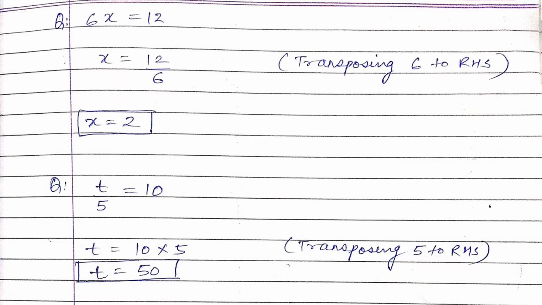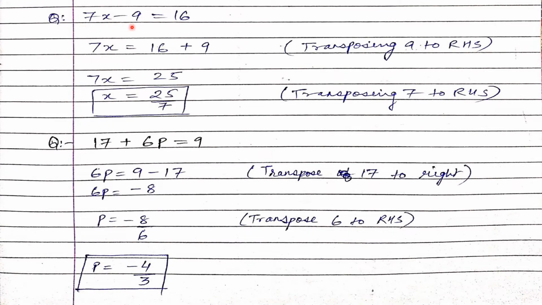Got it? Now we will see a combination of operators like this one. Here we have multiplication as well as subtraction on one side. Now we will understand how to solve such equations.